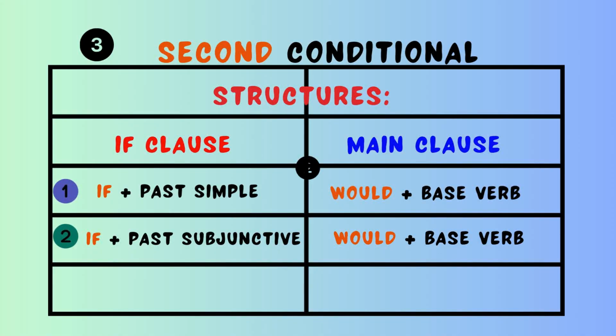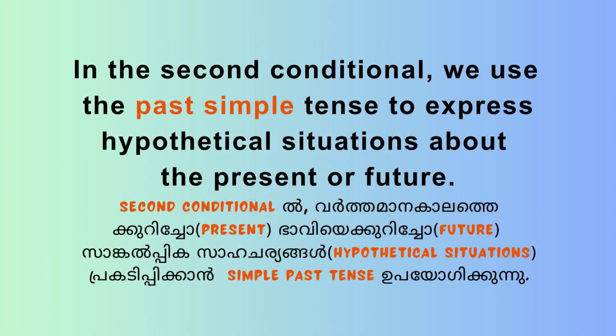Let's move on to second conditional. Structures. If clause. Structure 1: if along with the simple past. Main clause, would along with the base verb. Structure 2: if along with the past subjunctive. Main clause, would along with the base verb. In the second conditional, we use the past simple tense to express hypothetical situations about the present or future.